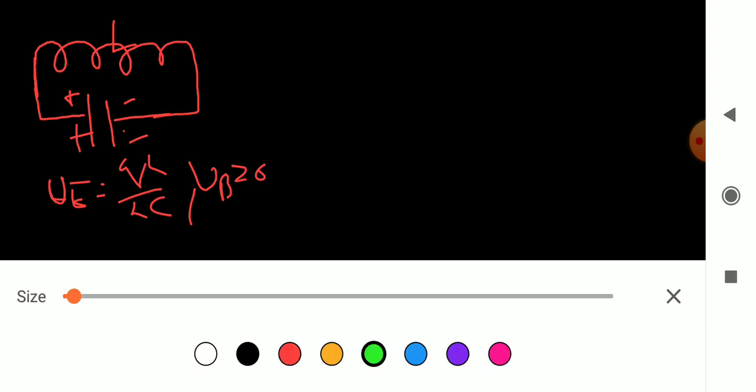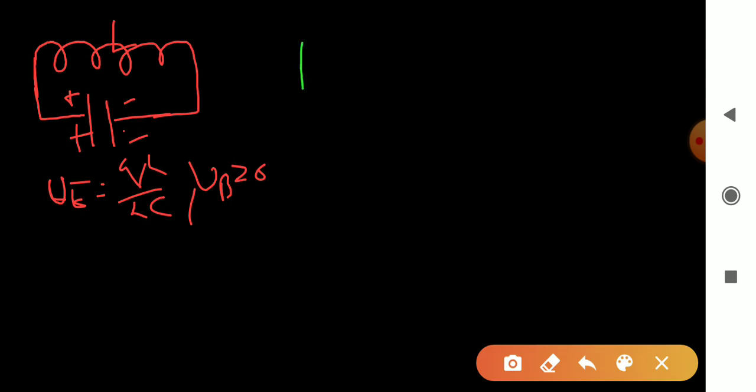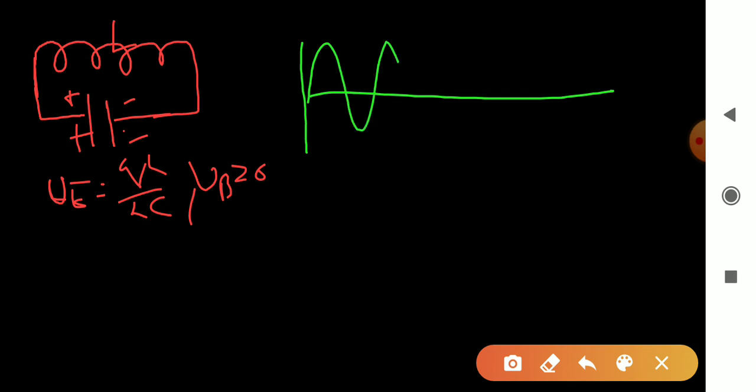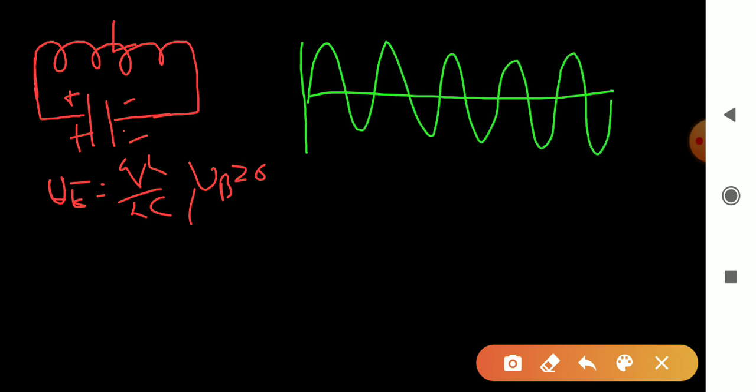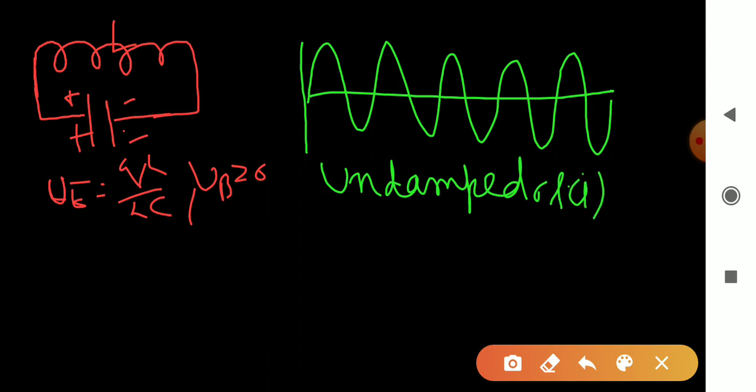Right? So these oscillations occur when the ohmic resistance of the circuit is 0. Such oscillations are called undamped oscillation. These are undamped oscillation. Right?